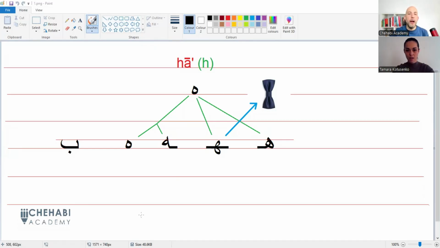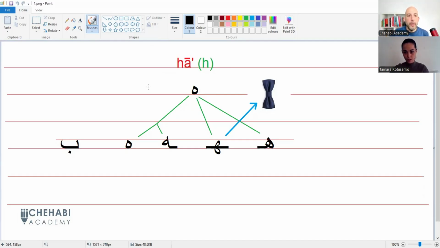Now let's start. The new letter for today is Ha, our H. In Arabic we have two kinds of Ha, the so-called H sounds, but today we're going to learn the Ha, the H, which equals the Latin one or the English H.